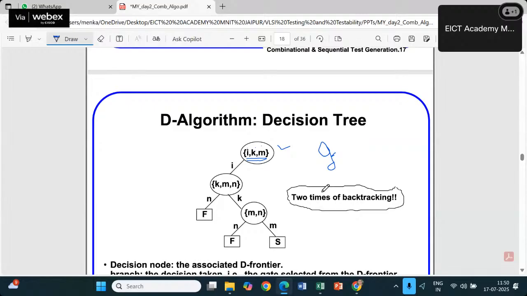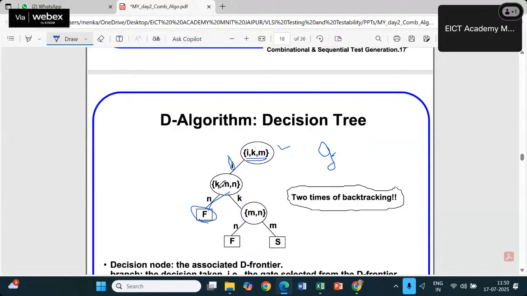These are the three. Out of that, let us choose I. The first decision I have taken is to choose I. I want to pass this through I. So passing through I means I am left with K, M, N. So when I am trying to pass it through N, then I am left with a not satisfactory answer.